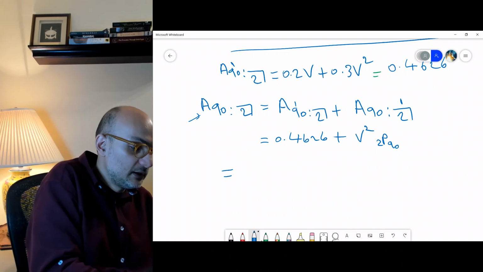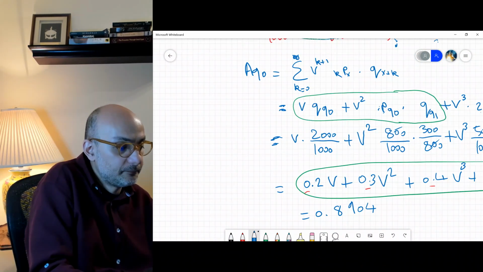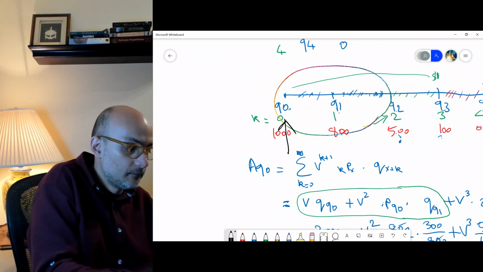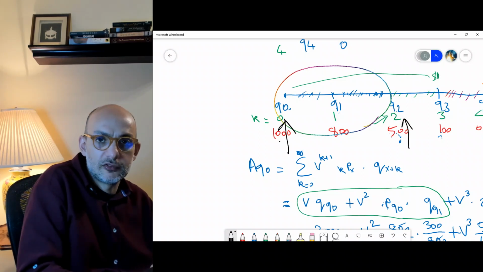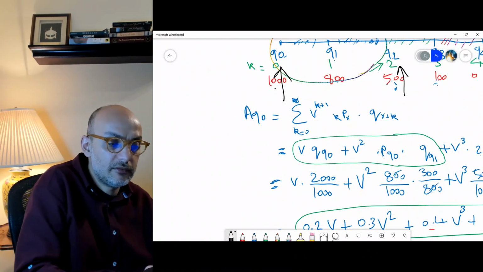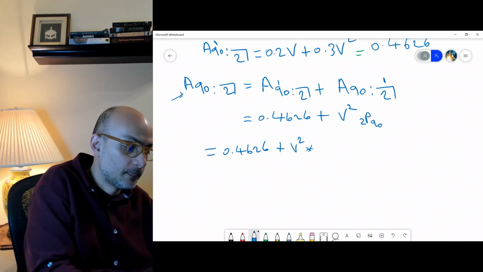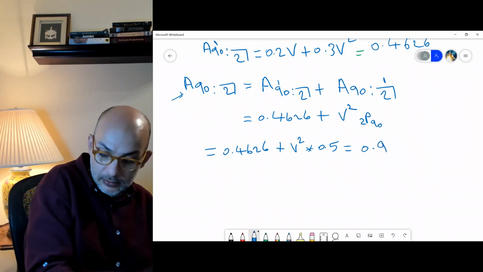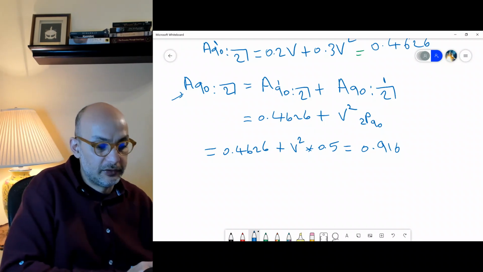Now this one can be written as 0.4626 plus V² times 2P90. What is 2P90? Surviving 2 years. Let's go back to our line. So somebody is here to survive to here. To survive here, we have 1000, we ended up with 500. So the cohort that survived is 500 over 1000, which is 0.5, right? And this is easy. If you do it, it will be 0.916, right? You multiply V² using interest of 5%, right?